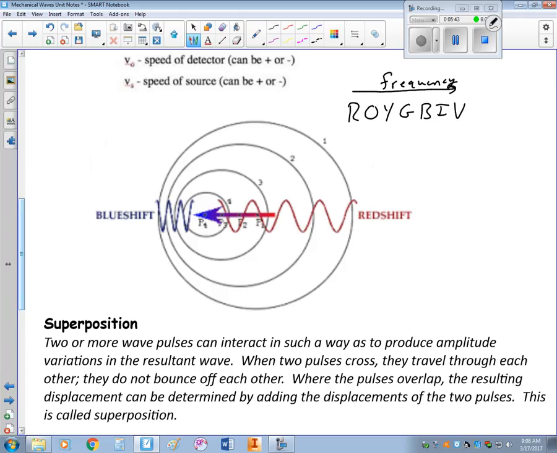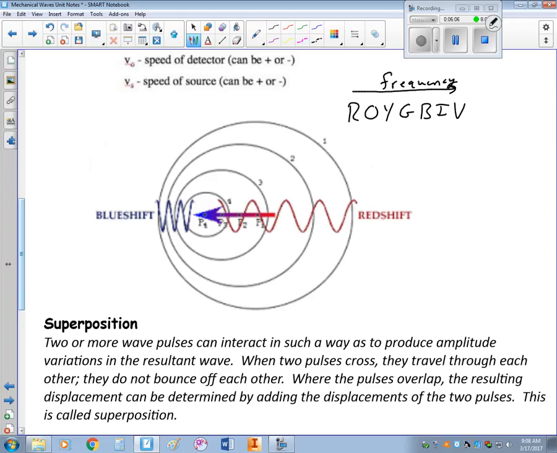So let's say I have a source that happens to be light. See, the Doppler effect works for all waves, not just sound. So let's say I have a star, and that star is moving toward me. Because of the Doppler effect, the frequency would be increased. So I would see an overall shift toward the blue end of the spectrum of that star.